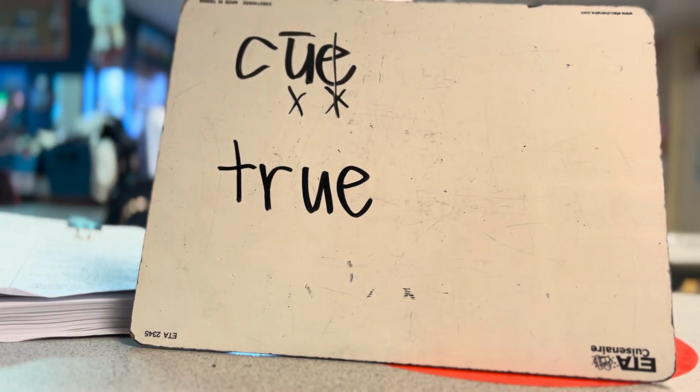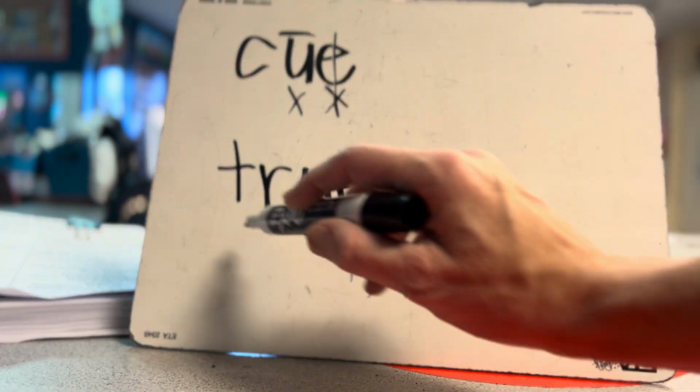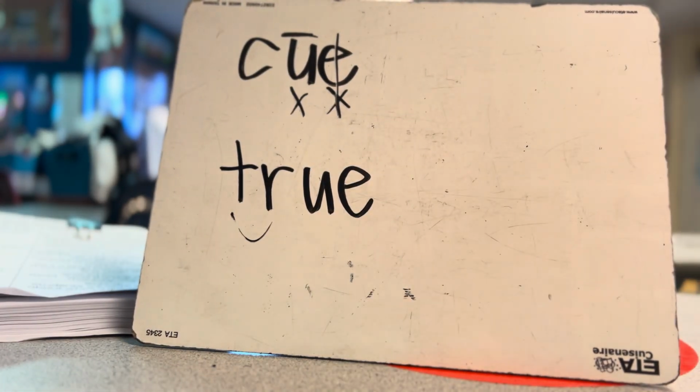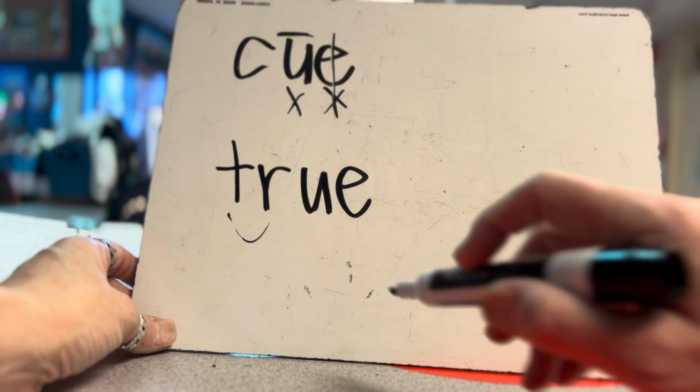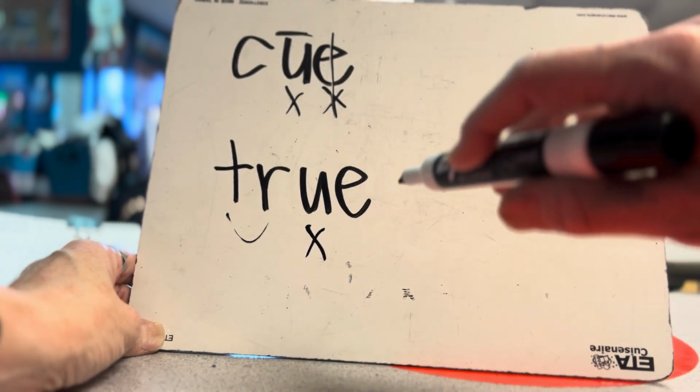T-R-U-E. Please remember also that you can always pause the video if you need to catch up. So just pause it and then go ahead and write and mark your word, and then you can unpause it and we'll mark it together. Okay, the blend at the beginning of true is T-R, and then the two vowels are U and E.